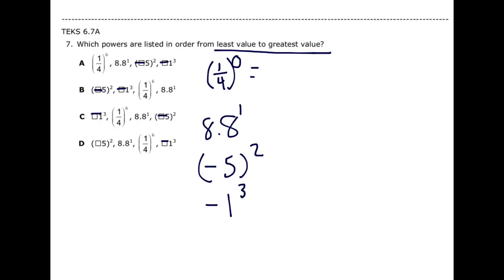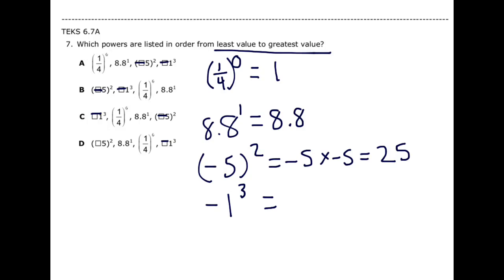So I'm going to start by solving 1/4 to the 0 power. Anything to the 0 power is equal to 1. So 1/4 to the 0 power is 1. 8 8/10 to the first power is 8 8/10. It stays the same. Anything to the second power is like multiplying negative 5 times negative 5. Negative 5 times negative 5 is positive 25, because a negative times a negative is a positive.